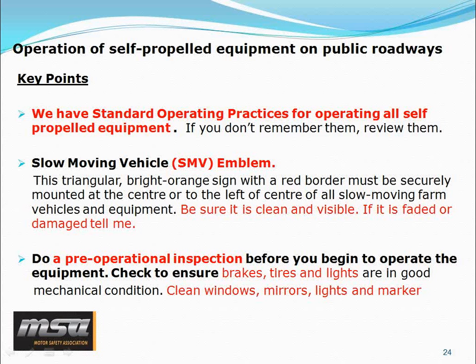Then I'll jump to the next point, slow-moving vehicles, or an SMV emblem, that orange triangle. Be sure it's clean and visible, that it's not faded, damaged, or peeling off. Make sure that is visible on your piece of equipment. And at our dealership, when we work on equipment and the customer is going to pick it up, before it goes home, we want to ensure that we do those pre-operational checklists, that the brakes, tires, and lights are working effectively, that the windows are clean and you can see out of the mirrors, and the markers are working, because we want to ensure that we're doing our part at the dealership to prevent people from being injured on the roadways.